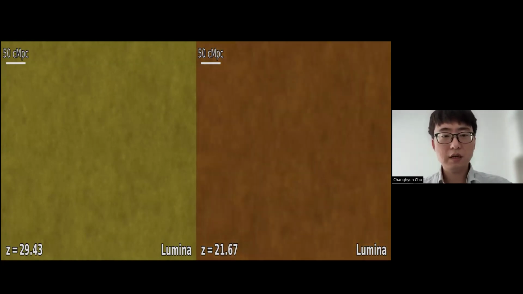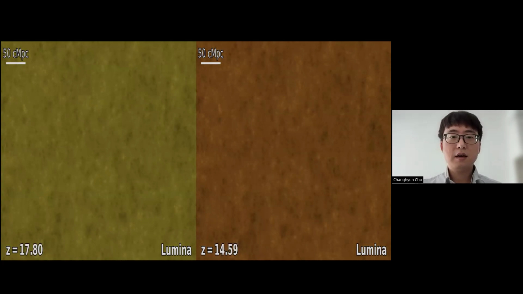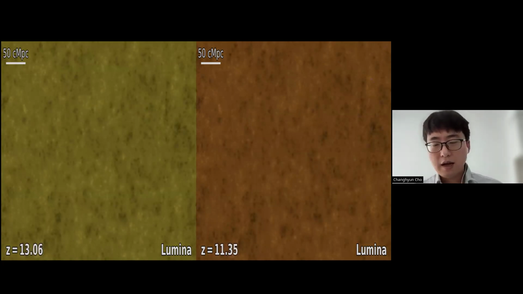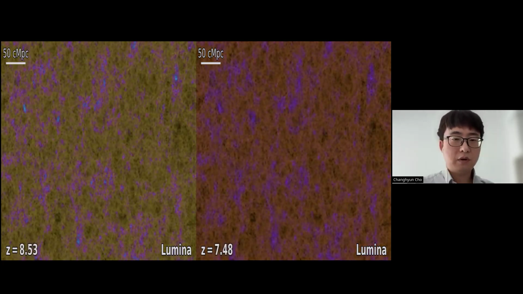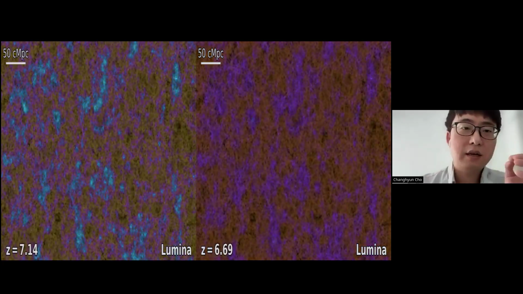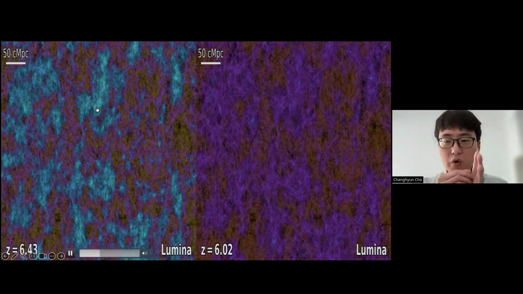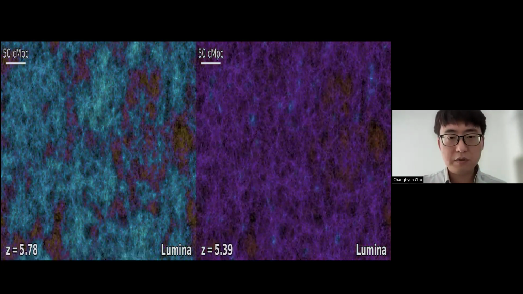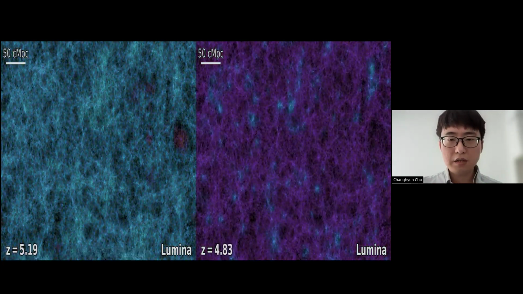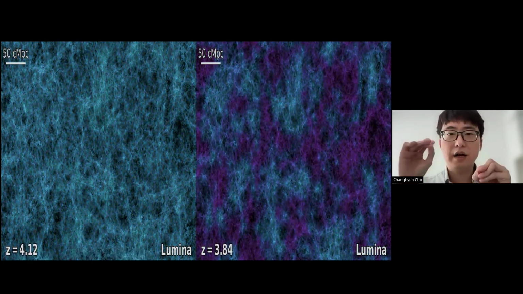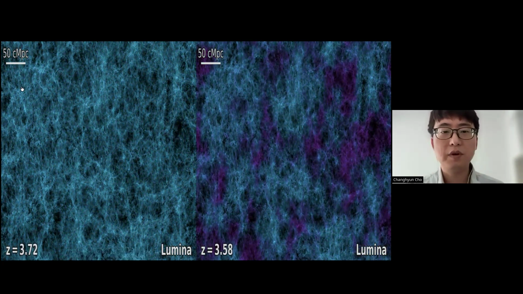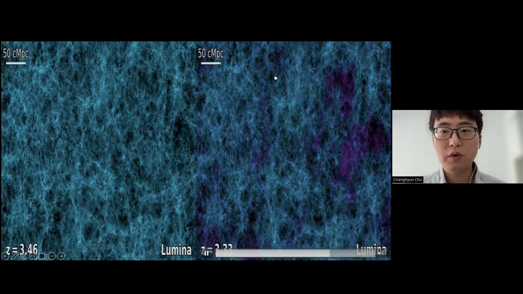So one thing I can show you is the hydrogen and helium ionization movie. Starting from redshift 30, you see, starting from the very center of the dark matter halo, a galaxy is formed, and this UV light can ionize the hydrogen and the helium. The left side is the hydrogen, and the right side is the helium ionization.